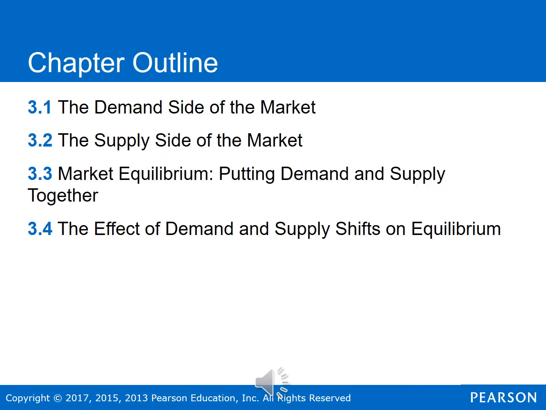In the first section of this chapter, we're going to look at the demand side of the market, so we're going to understand what's going on with consumers. In the next section, we'll explore the supply side of the market, so looking at what's going on with firms. The next section, we're going to put together supply and demand to understand what the market equilibrium is and how supply and demand interact to determine what price the goods are going to be sold at and what number of goods are going to be bought and sold on the market. In the final section, we'll look at the effect of supply and demand shifts on equilibrium. So what happens when either supply or demand curves shift and move around over time.